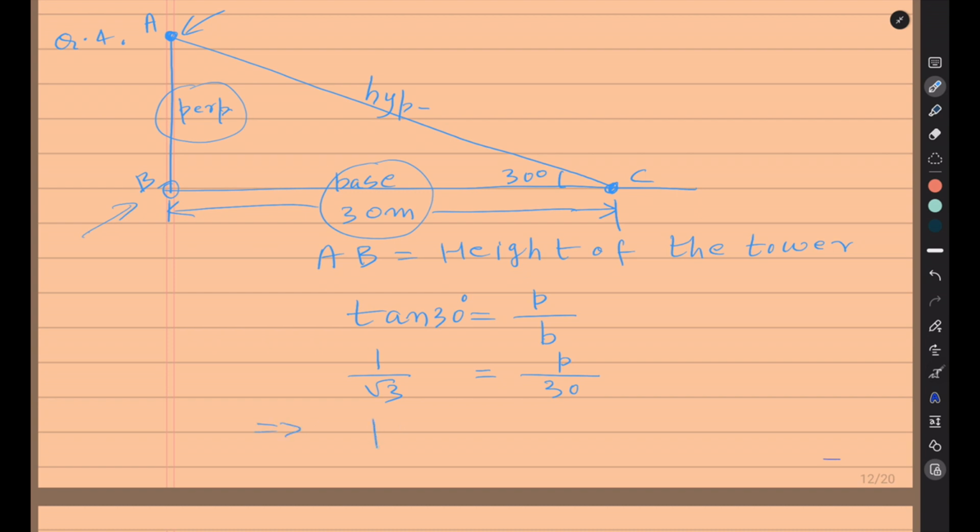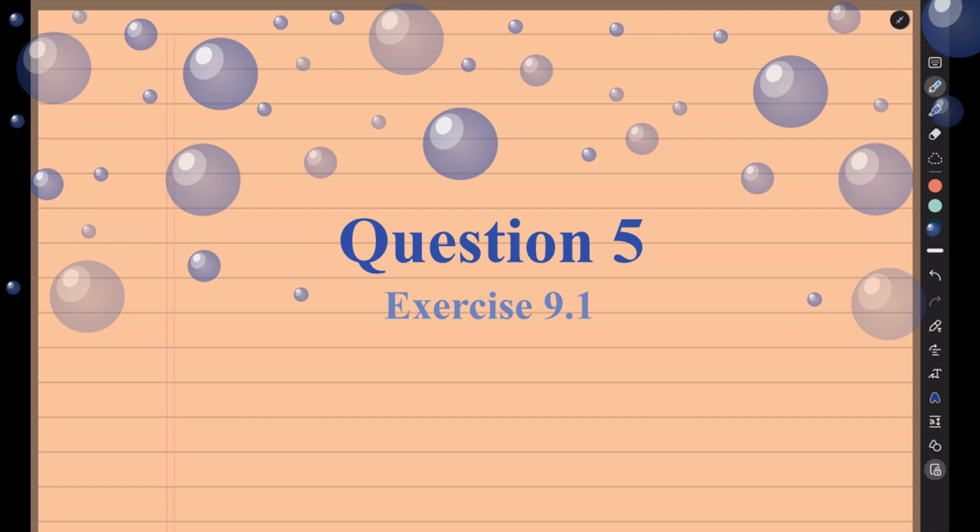So by doing some reshuffling we can get this one as the height of the tower, or we can also simplify it like this. So 10 root 3 meter will be height of the tower. Okay, so we have also seen this question. Let us go further and take up this question. Question number 5.